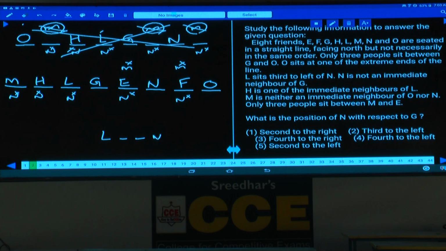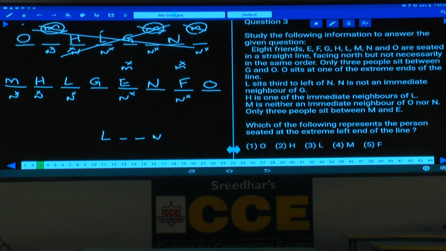Then question number 2. What is the position of N with respect to G? N is second right. That is choice 1. Then question number 3. Which of the following represents the person seated at the extreme ends of the line? Extreme ends of the line, M and O. Who is the person seated at the extreme left hand? M. That is given in choice 4.